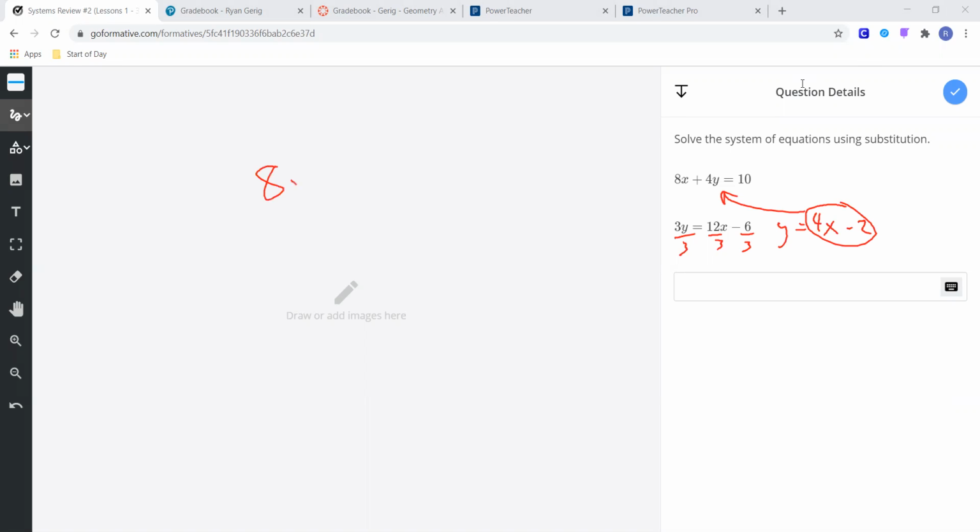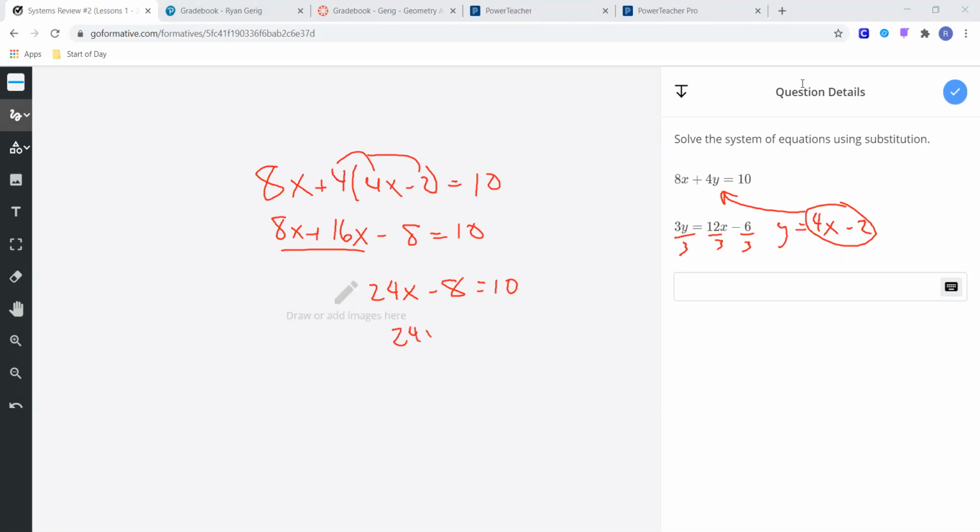So 8x plus 4 times 4x minus 2 equals 10. So I'm going to distribute: 8x plus 16x minus 8 equals 10. 8x plus 16x is 24x minus 8 equals 10. Add 8, I get 24x equals 18.